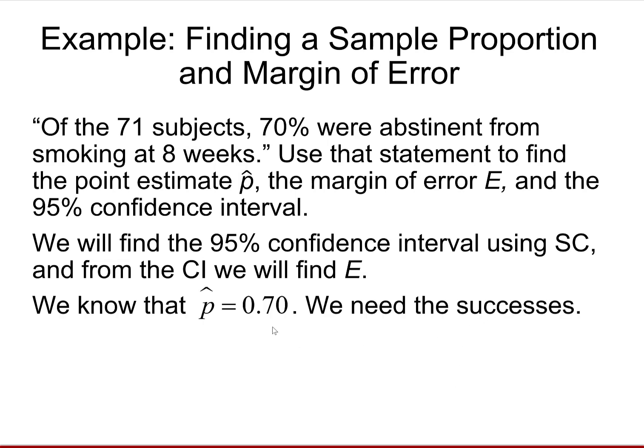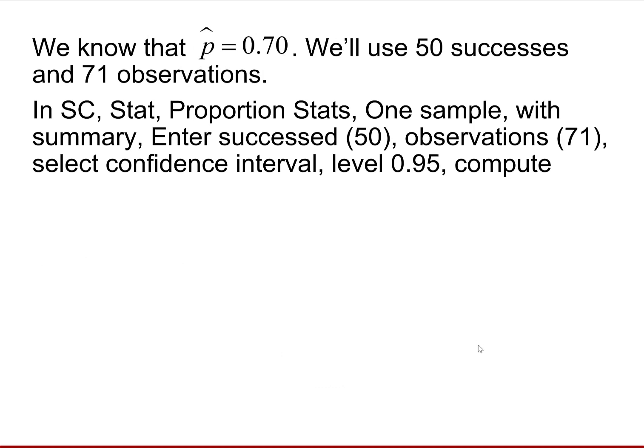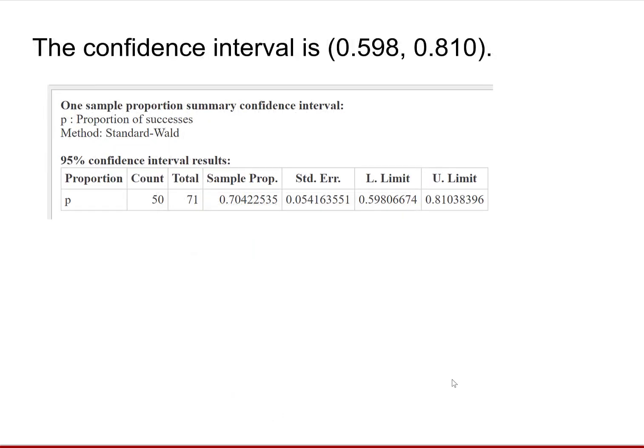So we know p-hat is 0.7. We need the number of successes, so we're going to multiply 0.7 by 71, and we get 49.7, and we're going to go ahead and round that up to 50, and we've got 71 observations. So in StatCrunch, we're going to use proportion stat, one sample with summary, enter the successes, the observations, and the confidence interval, and select confidence interval, make sure it says 0.95.